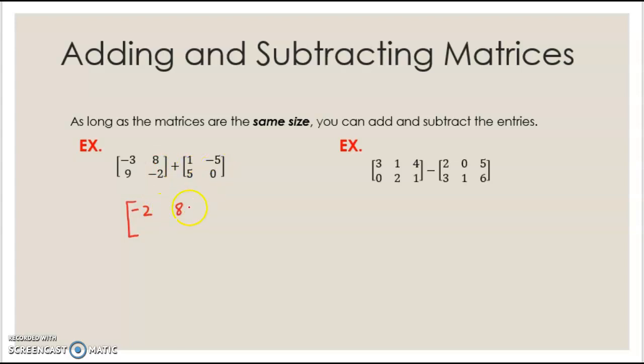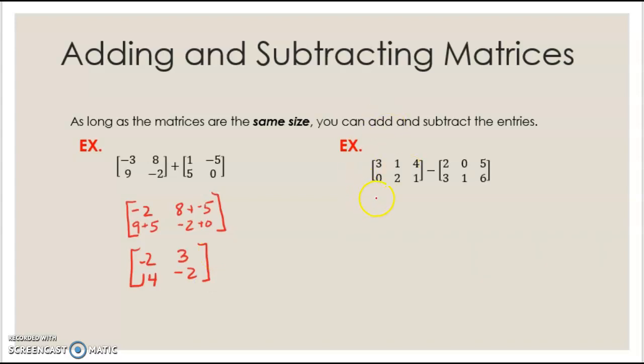8 plus a negative 5. I guess I should put these out for you. 9 plus 5 here. And negative 2 plus 0 here. So that's going to give you the negative 2. 9 plus 5 is 14. 8 plus a negative 5 is 3. And negative 2 plus 0 is negative 2. And that's the one added.